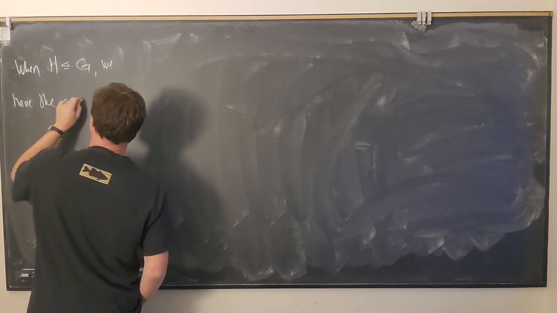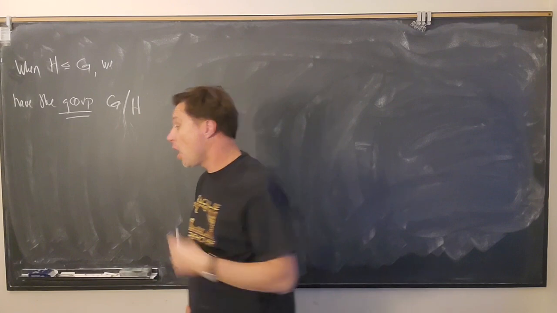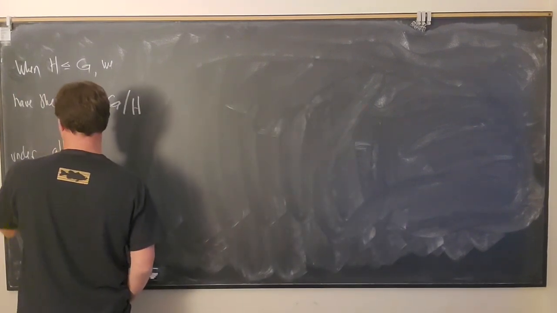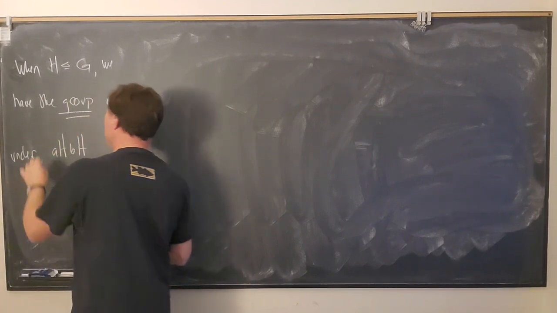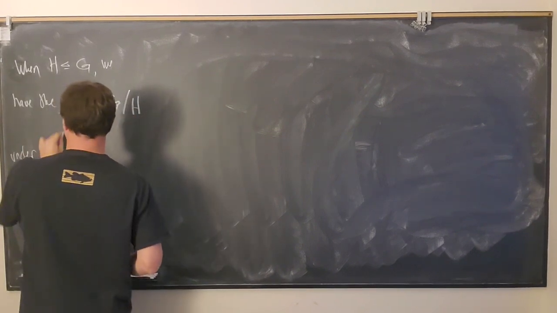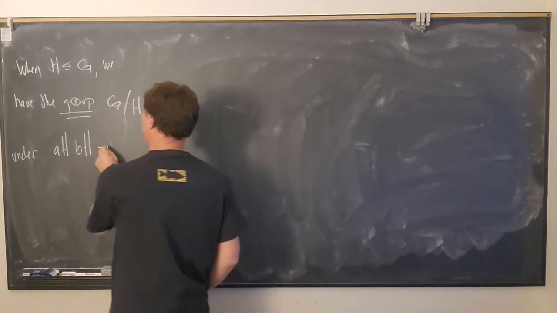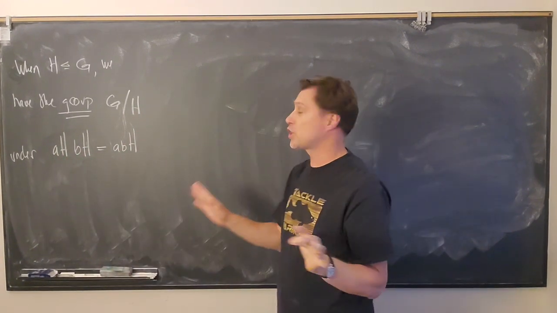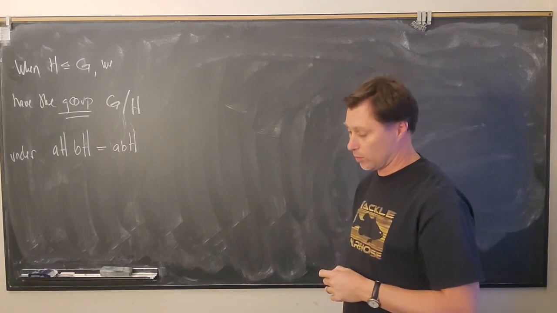We have the group G mod H under the operation of coset multiplication. And to multiply, I didn't need these parentheses, I just made things more complicated, when you multiply the left cosets, the way to get the answer is you multiply the coset representatives A times B. We showed that this is well defined if and only if H is a normal subgroup.